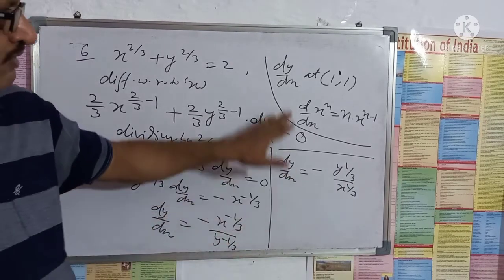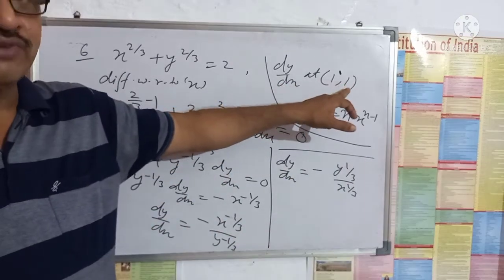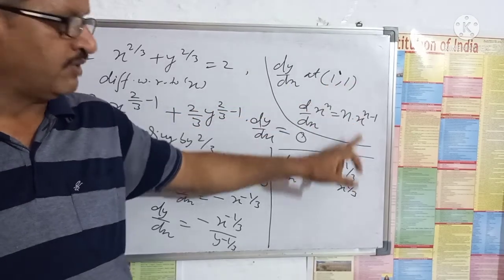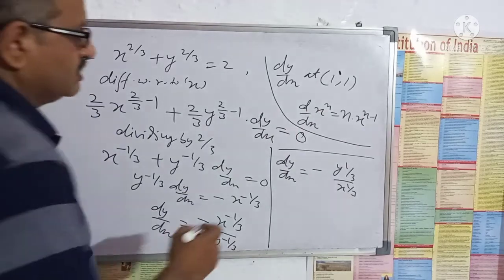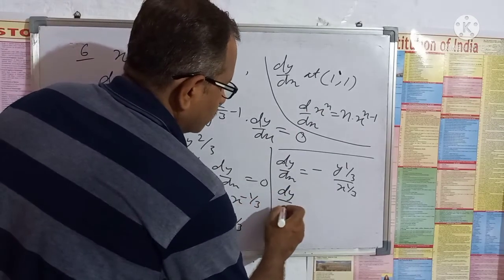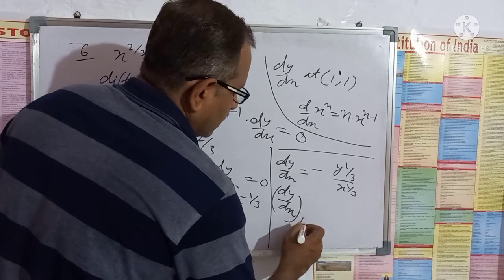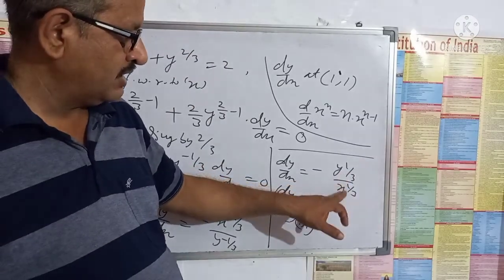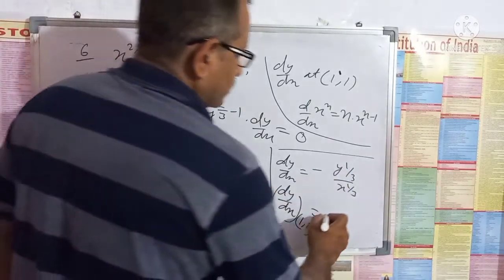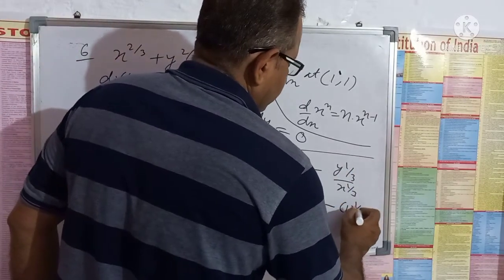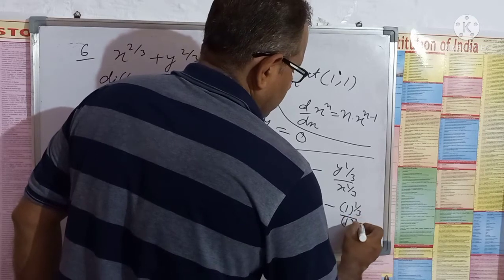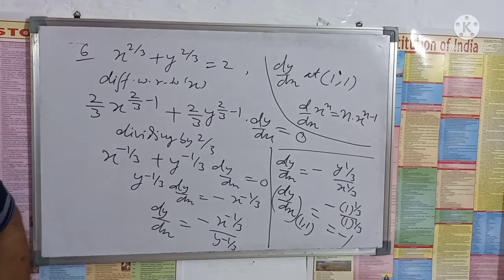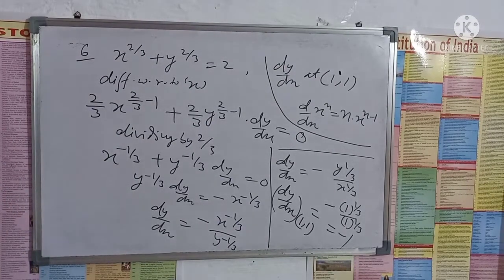Now we have found dy by dx, but we have to find it at (1, 1). At (1, 1) means in place of x we have to put 1 and in place of y we have to put 1. So write dy by dx at (1, 1). Here x is 1 and y is equal to 1. Minus 1 to the power 1 by 3. So what will come? Minus 1 will come. So this is the answer: minus 1.